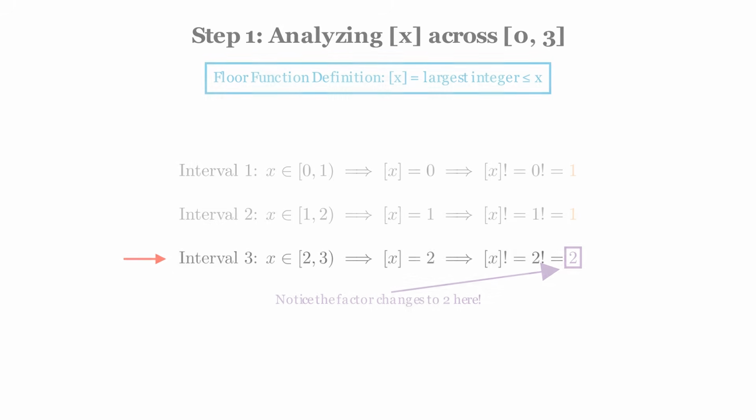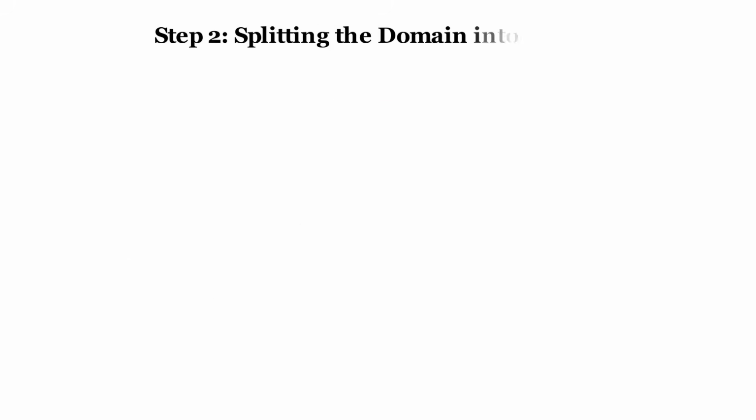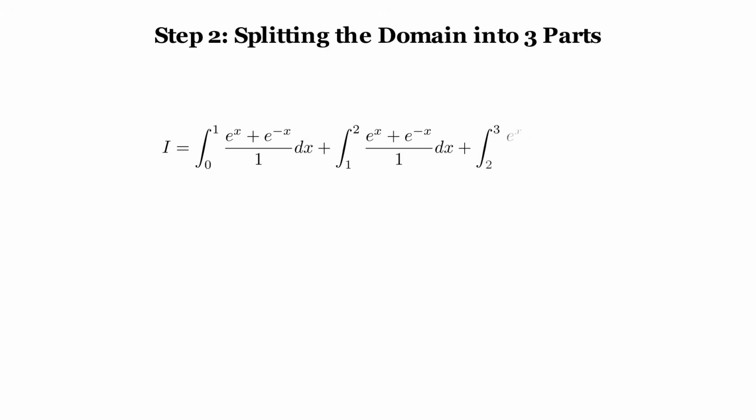Now we can rewrite our original integral from 0 to 3 as a sum of three separate well-behaved integrals. So we can write I is equal to integration from 0 to 1 of e to the power x plus e to the power minus x divided by 1 dx, plus integration from 1 to 2 of e to the power x plus e to the power minus x divided by 1 dx, plus integration from 2 to 3 of e to the power x plus e to the power minus x by 2 dx.